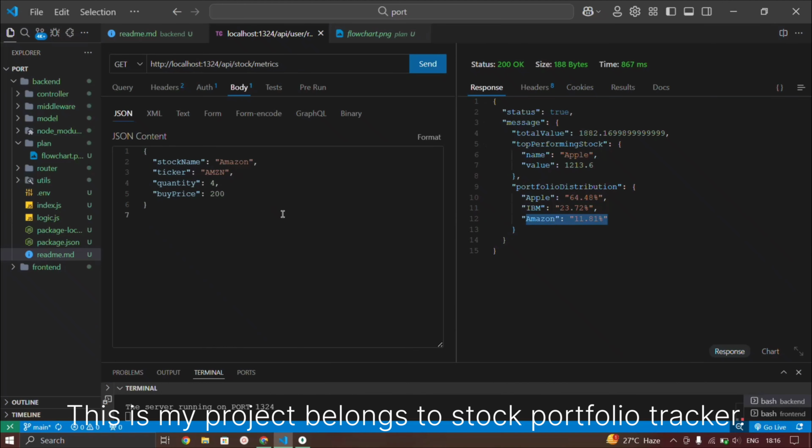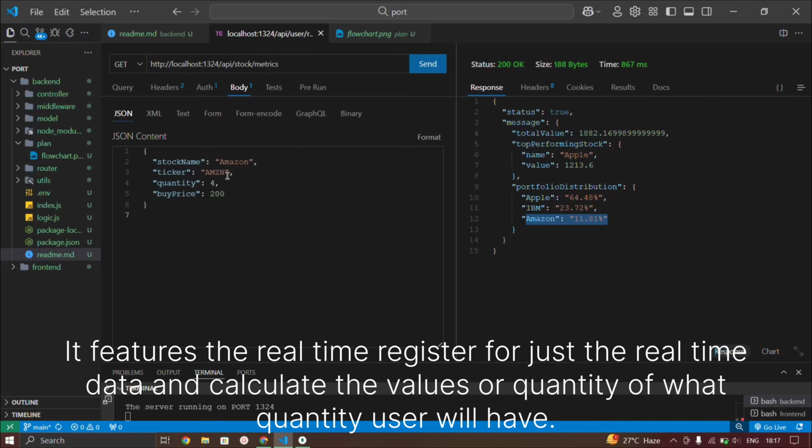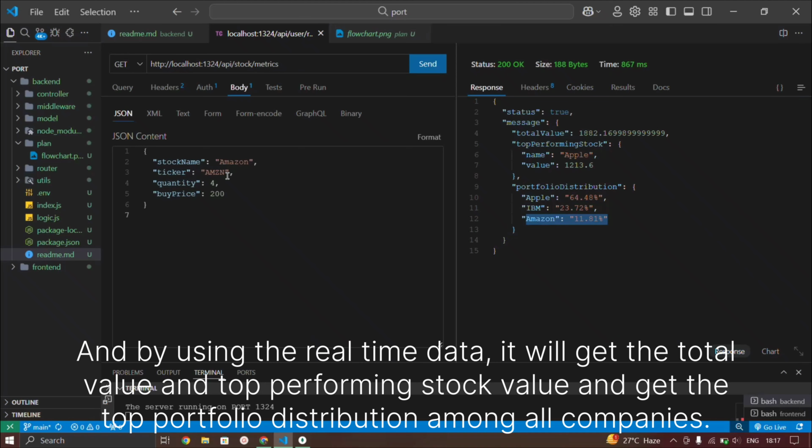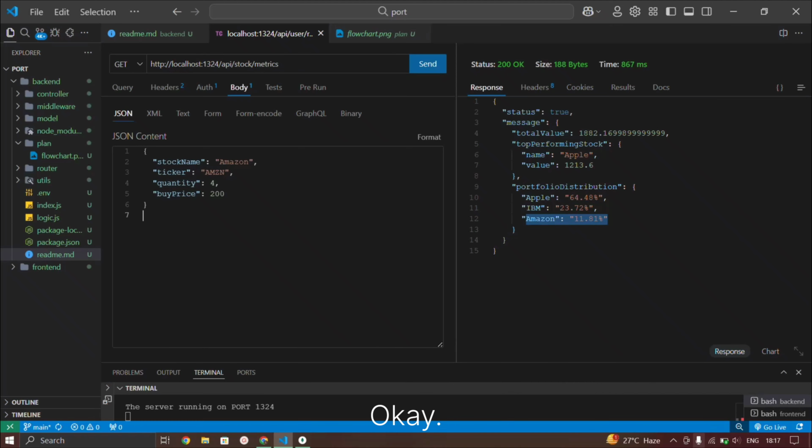This project is a stock portfolio tracker. It fetches the real-time data and calculates the values based on what quantity the user has. Using the real-time data, it gets the total value, the top performing stock value, and the portfolio distribution among all companies. Okay, that's it.